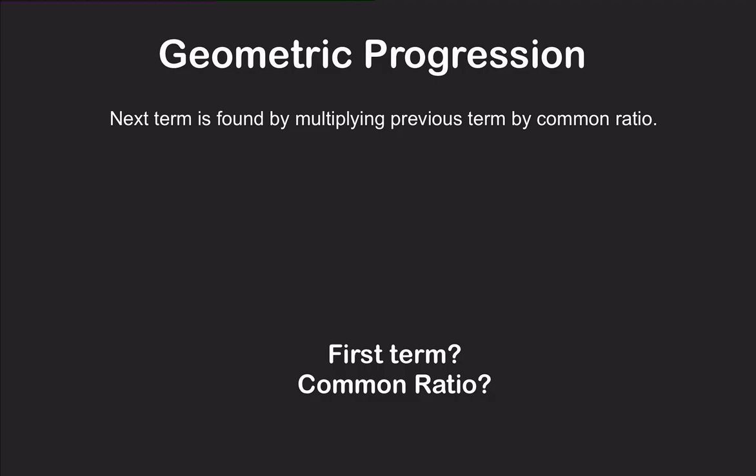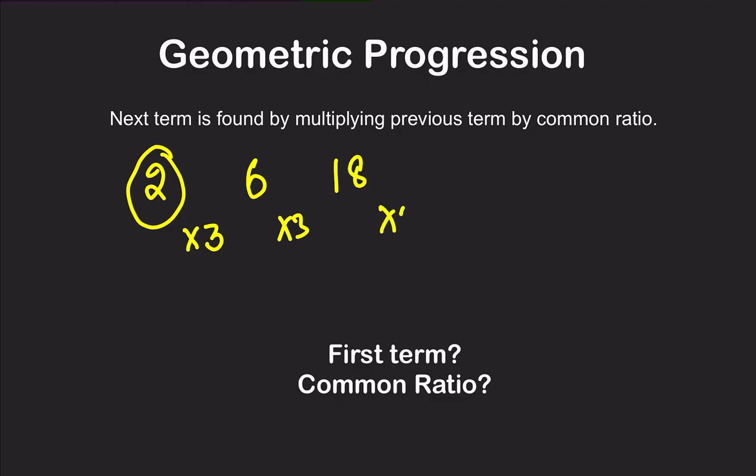But here what is happening? Suppose the first number is 2. Instead of adding, I am multiplying. I multiply by 3. So what is the next number I will get? 6. Now again I multiply by 3. 6 times 3 is 18. 18 times 3 is 54, and so on. So to get the next number, you are multiplying and not adding to the last number. That is the difference between arithmetic progression and geometric progression.